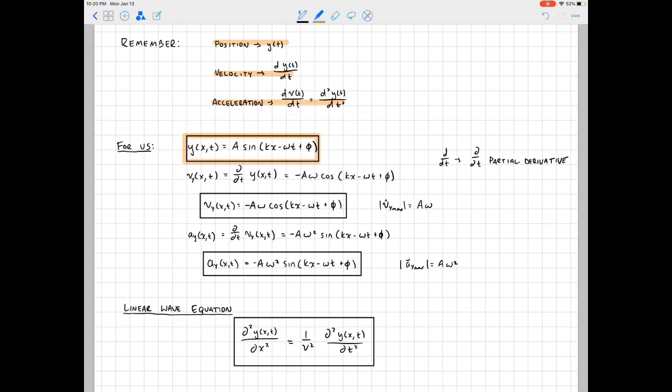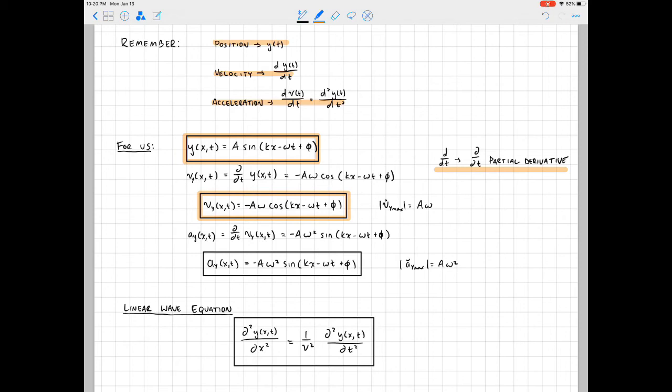And what this means is that if we want to get the velocity function, then we need to take a partial derivative rather than a regular derivative. A partial derivative because we have variables of x and t, and we only want to take the derivative with respect to t. In practice, what this means is that you essentially treat the x variable as a constant when you're taking the derivative.